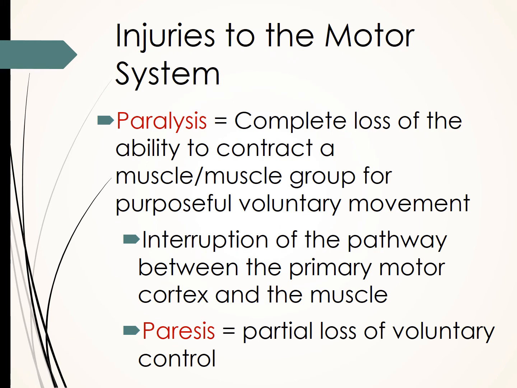Injuries to the lateral corticospinal tract present with either paresis or paralysis. Paralysis is a complete loss of the ability to contract a muscle or a muscle group for purposeful voluntary movement. This can be any interruption of the pathway between the primary motor cortex and the muscle, and we discussed this with lower motor neuron injuries previously. Paresis is partial loss of this voluntary control.